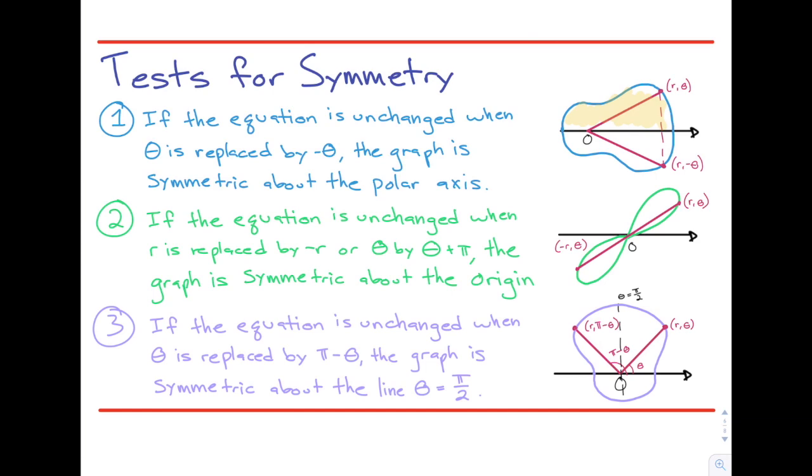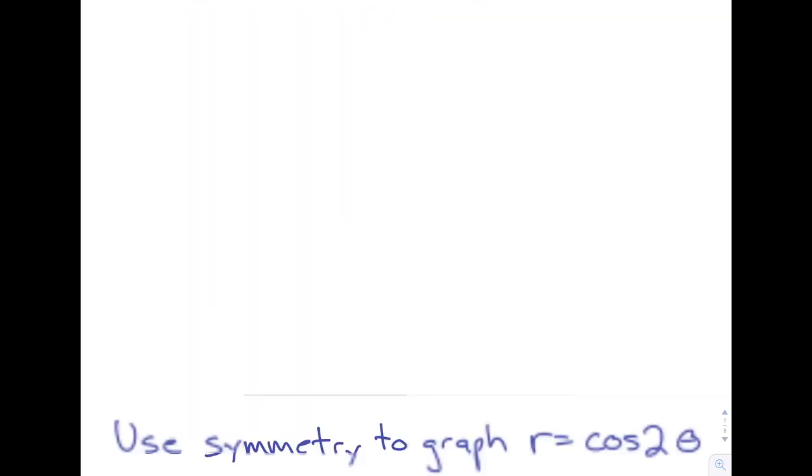Number 2, if the equation is unchanged when r is replaced by negative r, or theta by theta plus pi, the graph is symmetric about the origin. That is, two angles that are pi units away from one another take on the same value, the same distance from the origin. And lastly, if the equation is unchanged when theta is replaced by pi minus theta, the graph is symmetric about the line theta equals pi over 2. So now we kind of have a left and right half symmetry.